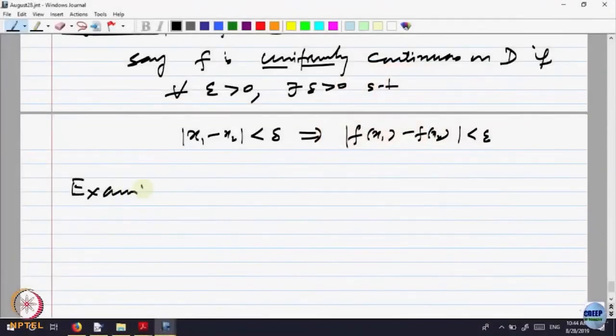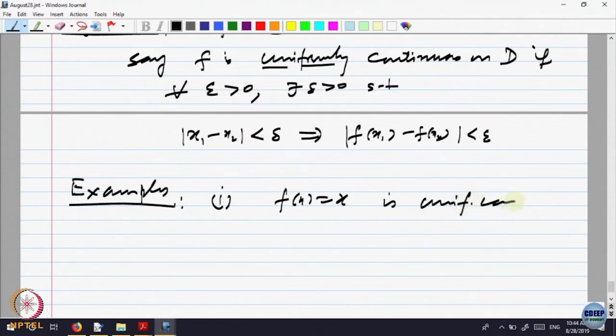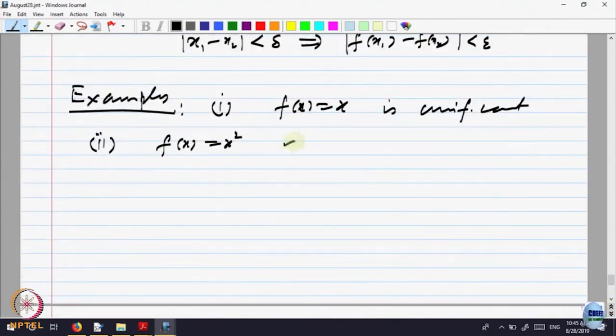The simplest example: f of x equal to x is uniformly continuous. There is nothing to check because the function is not changing anything; if two points are close, f of x is x itself. But let us go a step further and look at f of x equal to x square. We know it is continuous at every point, because a product of continuous functions is continuous. Every polynomial function is continuous by the limit theorems.